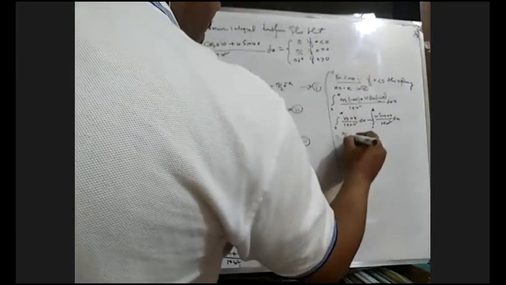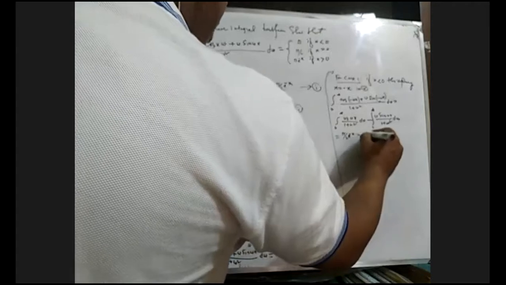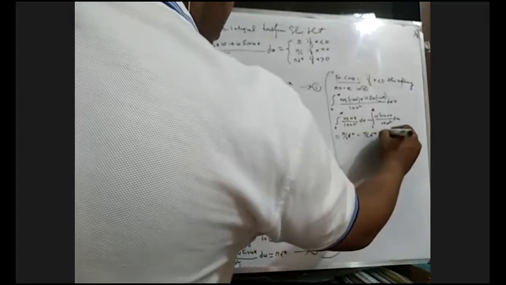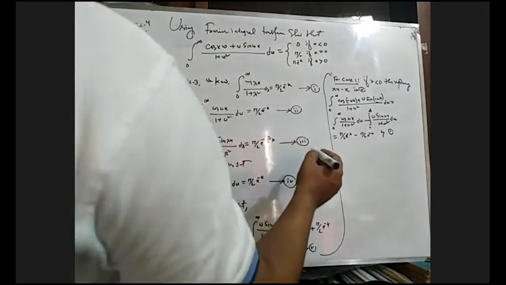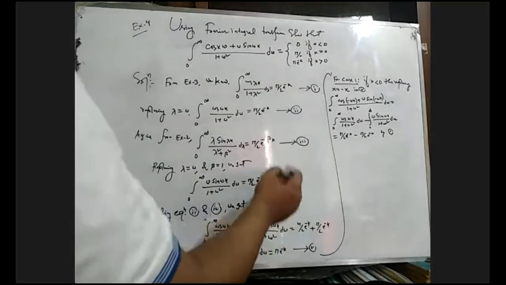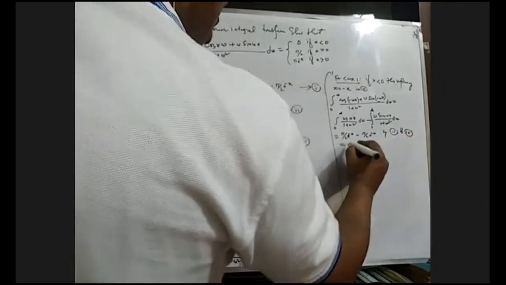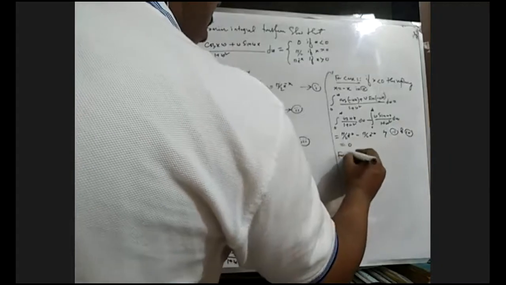This equals pi by 2 e to the power minus x minus pi by 2 e to the power minus x, by equations 2 and 4. So this equals what? 0.